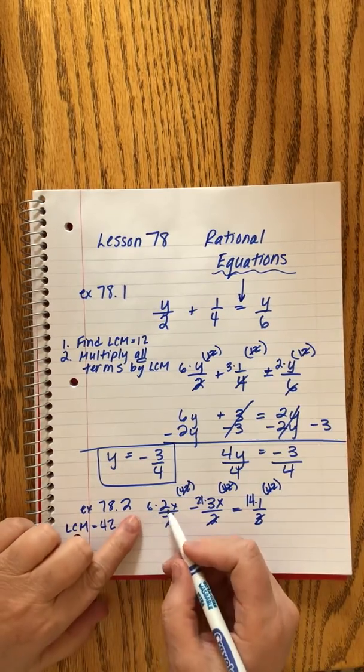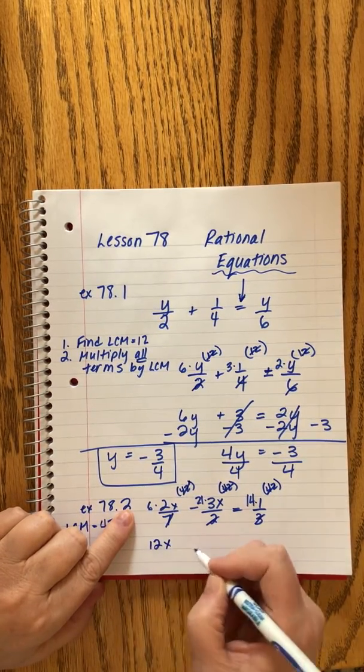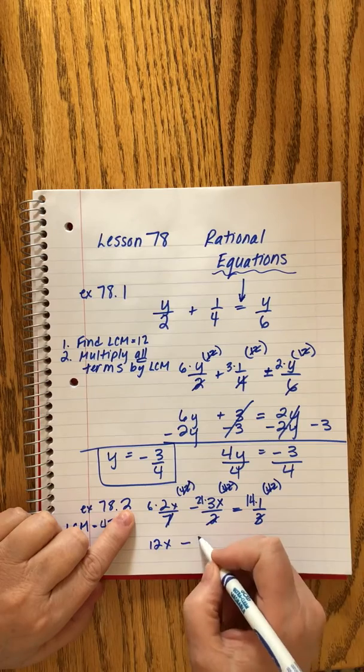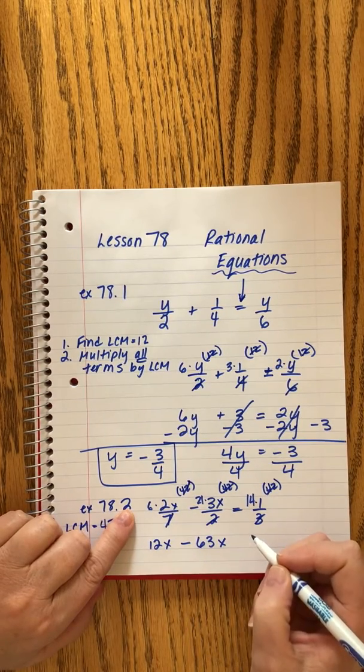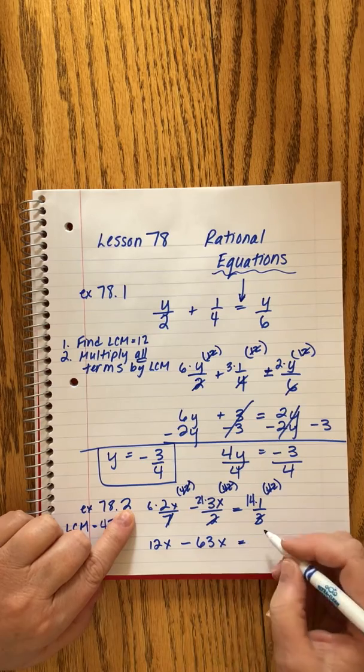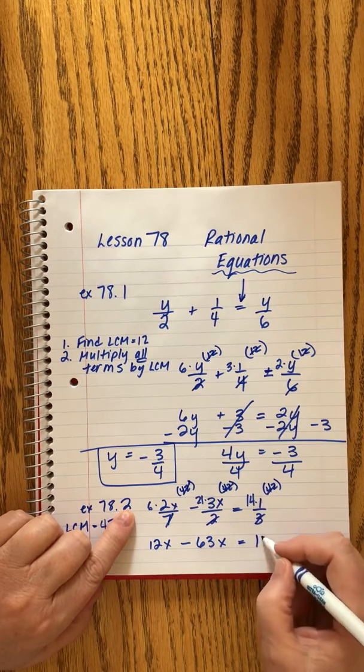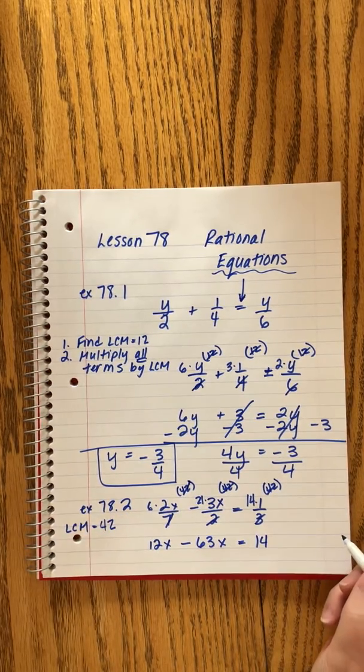Alright, so now we have 12x minus 63x equals 14 times 1 is 14. Make sense?